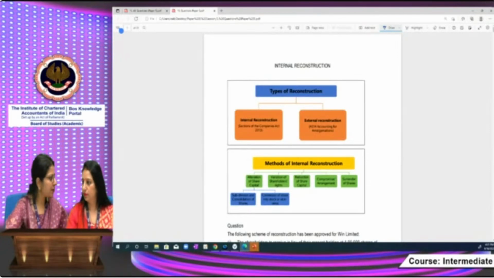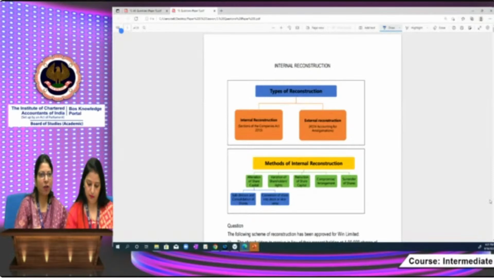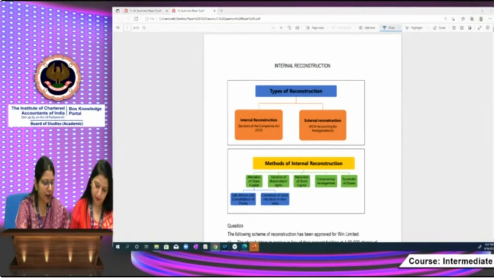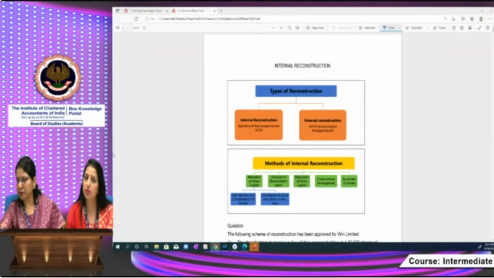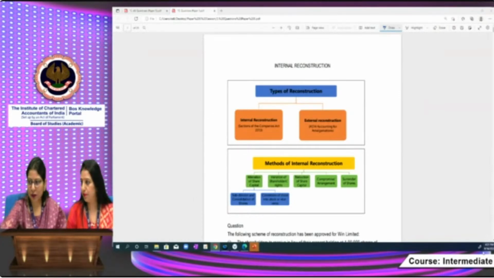Let us discuss internal reconstruction first, and then we will discuss some important entry cases involved in the consolidation chapter and what type of mistakes are generally made by the students in the consolidation chapter. Internal reconstruction is a very simple chapter. You just have to read the information carefully and make adjustments on the basis of the information. Just hold on. There are some queries. Yeah, let us take the queries first, because then we will move to the next chapter.